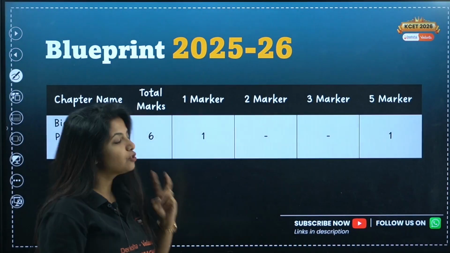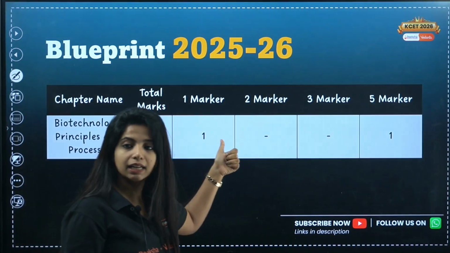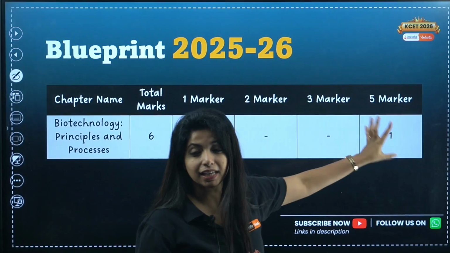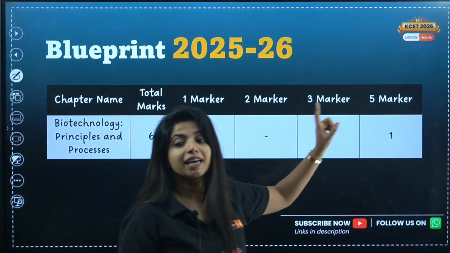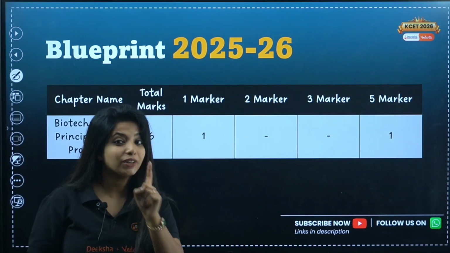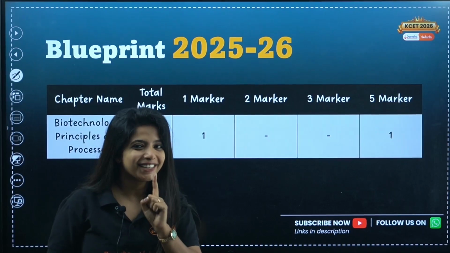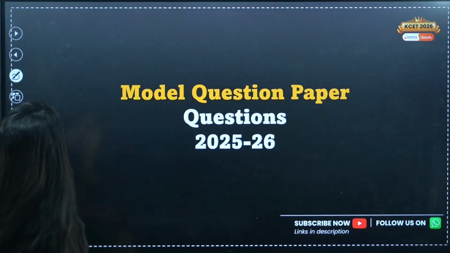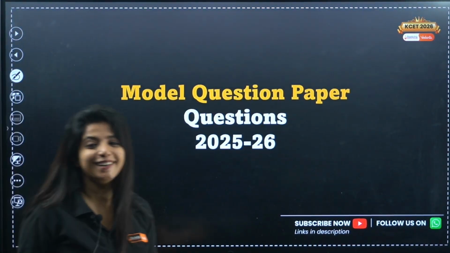This chapter gives you 2 questions, one from the 1 marker category and one from the 5 marker category. If you are able to crack it, it's going to be super helpful to grab those 5 marks easily. And I'm pretty sure you're going to do that because you guys are rock stars.